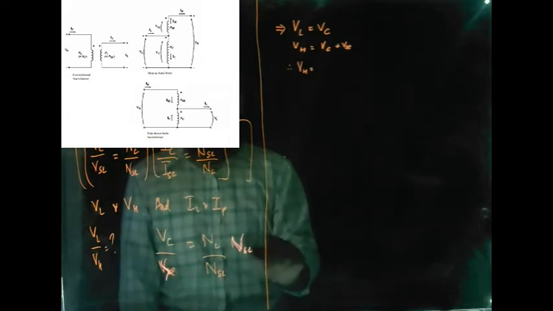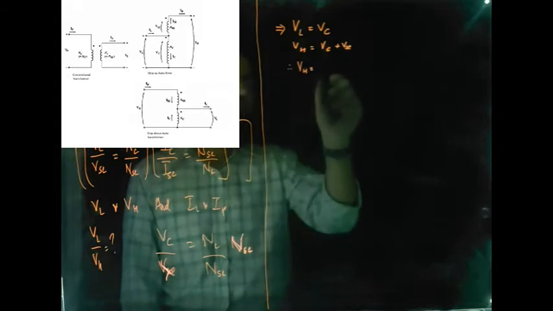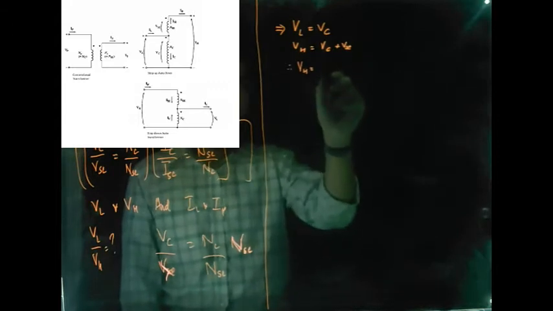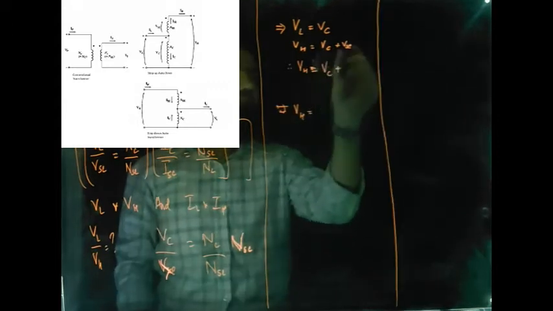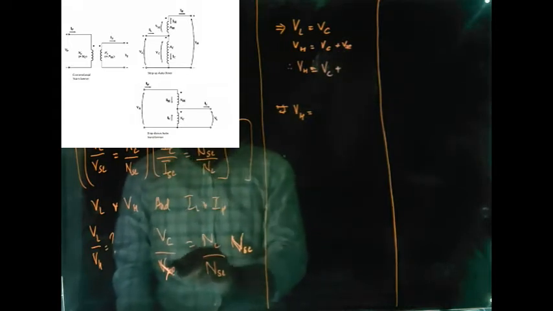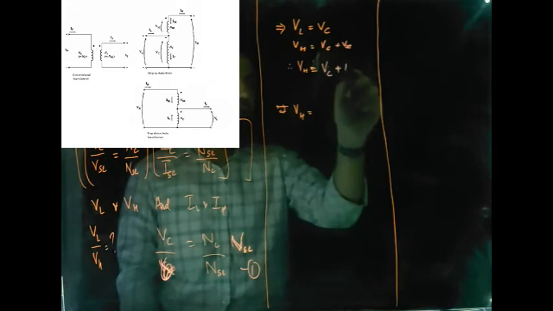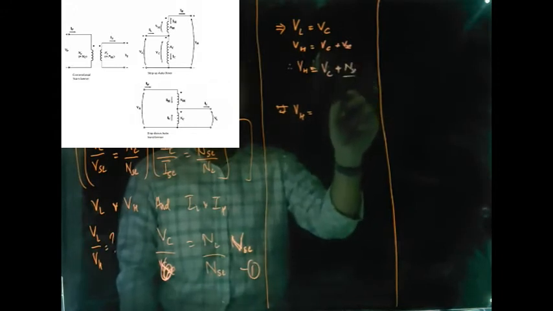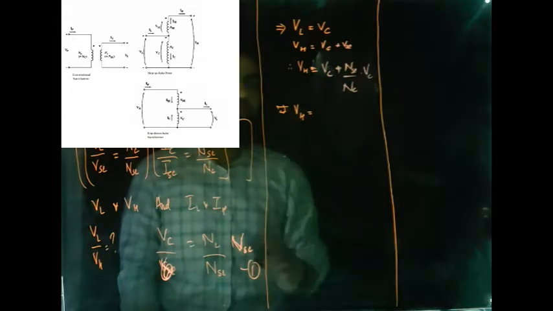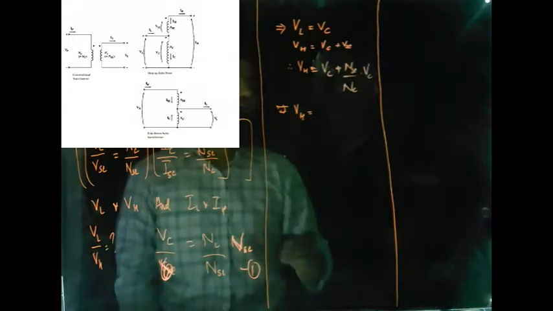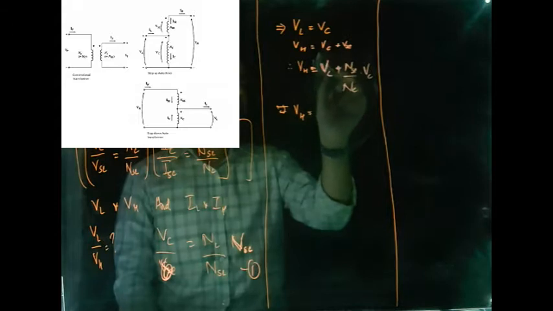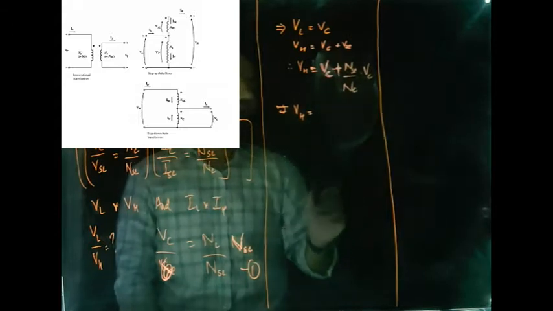This is VC is equal to NC divided by NC into VSC. So instead of VC, I will be writing now VC be same. VSC we know from equation number 1, VSC is equal to NSC divided by NC into VC. So VH is equal to VC plus NSC divided by NC into VC.